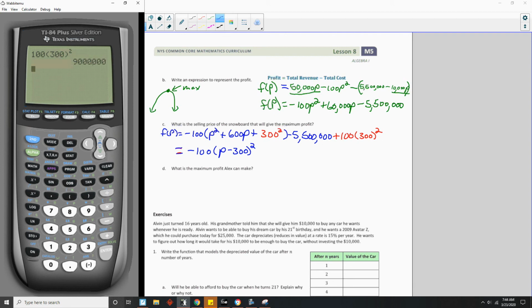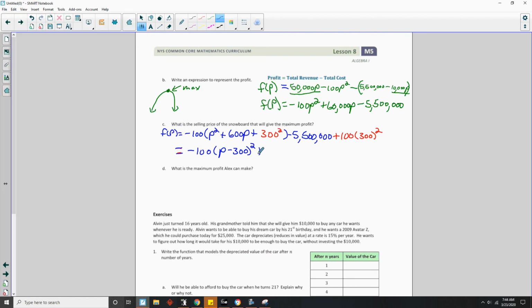Is 9 million. So we're taking negative 5,500,000 and adding 9 million to it. So now I'll subtract 5,500,000, and that will give me 3,500,000. So this will be plus 3,500,000. Okay, so there's my f of p.